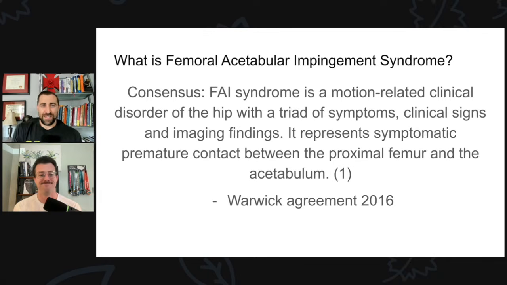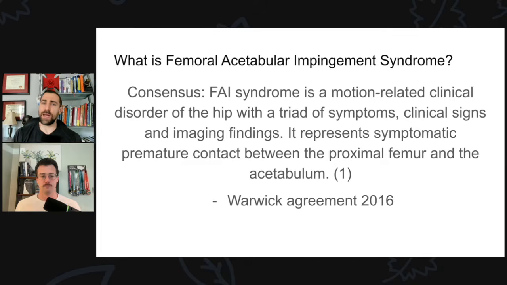So let's start with some definitions. And this is coming from the Warwick Agreement in 2016. So basically had a bunch of really smart rehab professionals and surgeons who got together to discuss what FAI actually is. And the consensus was FAI syndrome is a motion-related clinical disorder of the hip. The triad of symptoms, clinical signs, and imaging findings represents symptomatic premature contact between the proximal femur and the acetabulum.